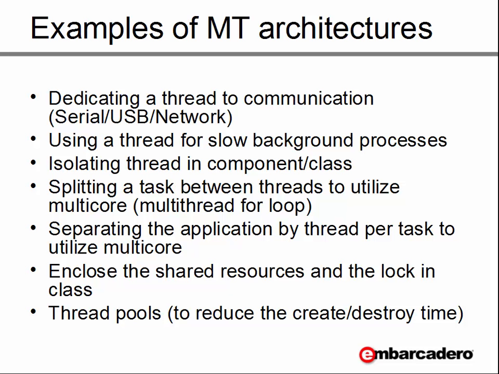A typical case is a multi-threaded for loop. In this case, each particular loop will be executed in a separate thread, in essence in parallel, speeding up the loop execution. Separating the application by thread per task to utilize multi-core, enclosing shared resources and the locks in classes, and creating thread pools to reduce the create-destroy time for threads. In essence, instead of creating new threads each time, just pulling a thread from the pool and resuming it and suspending it after the thread is no longer needed.